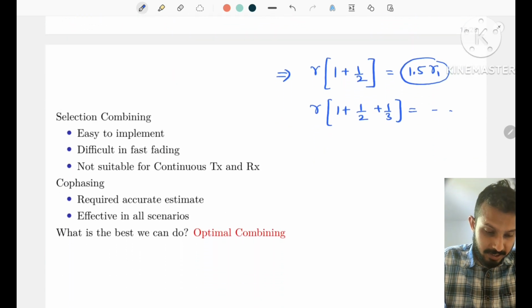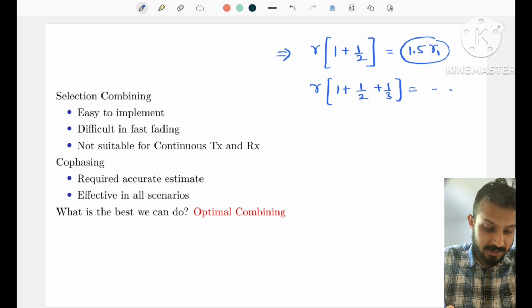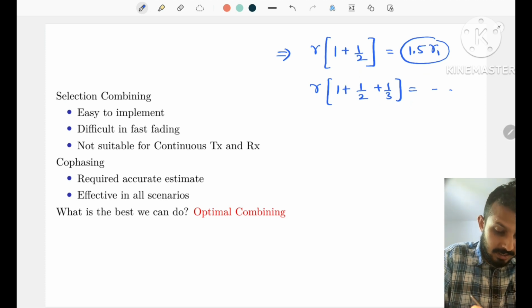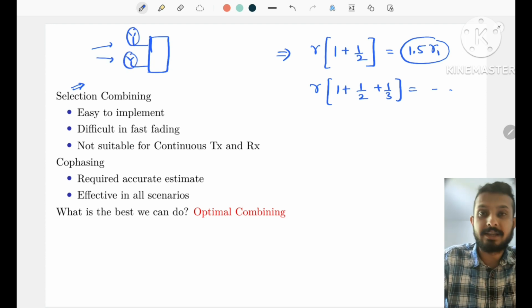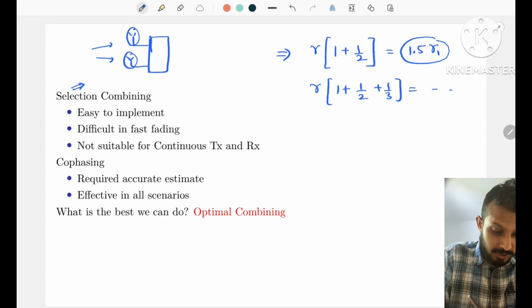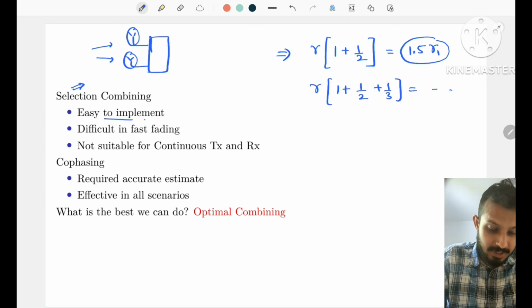So now let us compare selection combining and cophasing. First, the fundamental principle in selection combining is that we select the best signal among the signals received at the two antenna elements. So this is very easy to implement. The problem is that this is difficult in fast fading, and it is not suitable for continuous time transmission and reception. Why is this so?